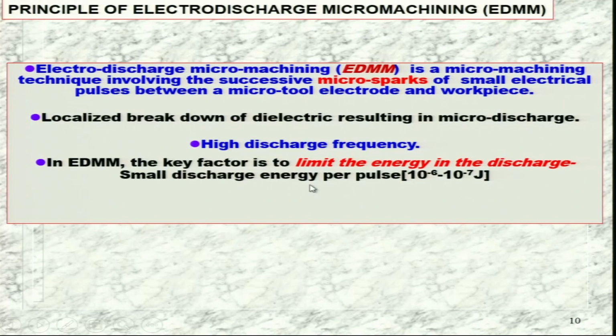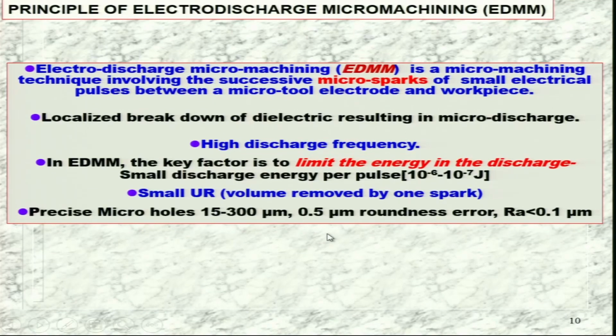A small discharge energy per pulse can be as small as 10 raised to power minus 6 to 10 raised to power minus 7 joules. A small volume is removed by one spark, because energy is small, so the amount of material removed is also small. Precise micro holes of 15 to 300 micrometer and 0.5 micrometer roughness, Ra value is normally less than 0.1 micron.